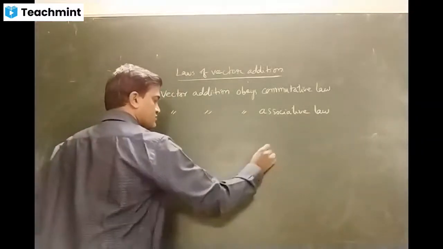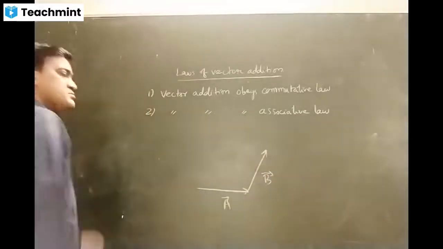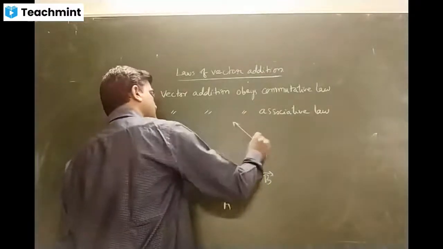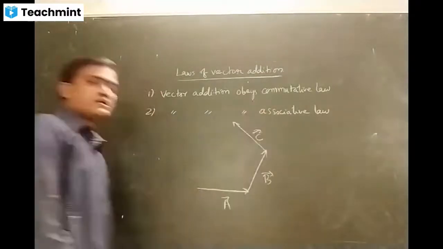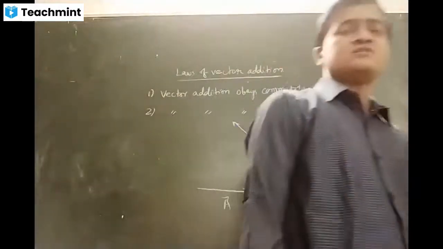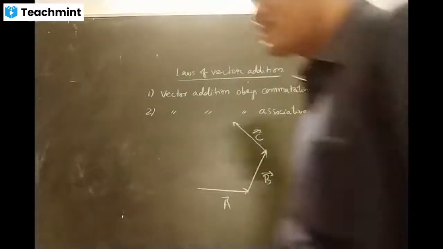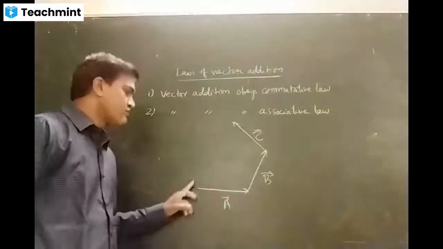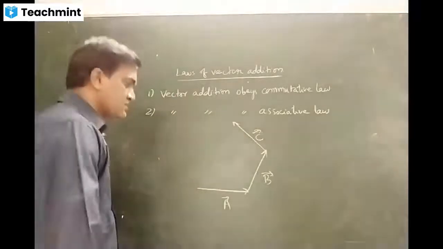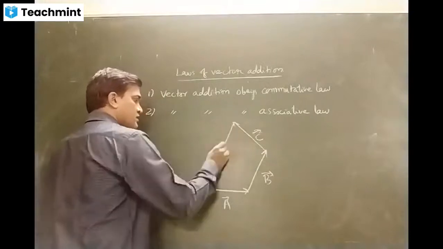Now let me consider this as vector A bar. I will take this one as B bar, and I will take this one as C bar. Consider the three vectors. Now, if I want to add these three vectors, I will get one resultant, right? The resultant should be from the tail of the first vector to the head of the last vector.